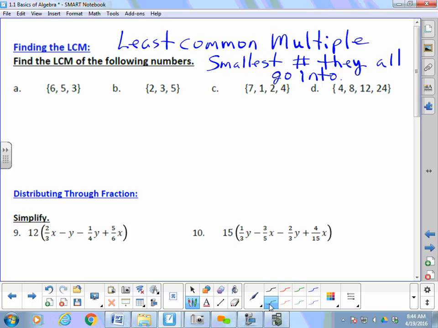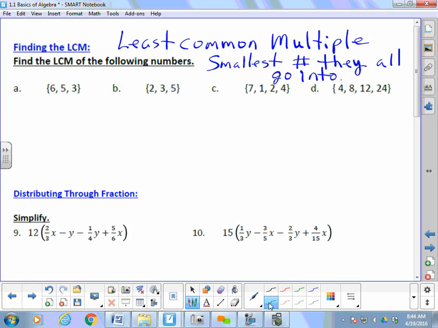So here's the difference. It gets confusing that way. GCF, greatest common factor, we think, oh, that's a big number. LCM, we think, oh, that's a small number because it says least. But least in this case is talking about the smallest number they all go into. So the best way to do this would be to write them out.